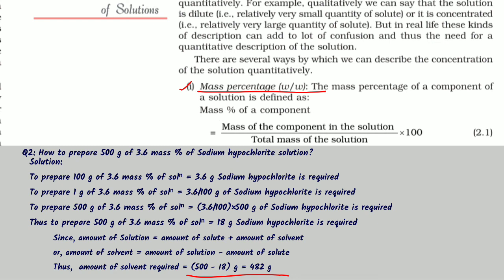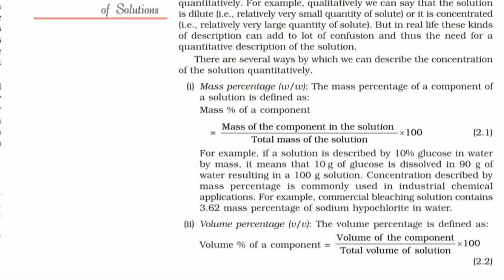That means to prepare 500 gram of 3.6 mass percentage solution of sodium hypochlorite, we have to add 18 gram of sodium hypochlorite in 482 gram of water. Understand? I think you understand these calculations. So this is very simple. In the next class we will discuss in detail the volume percentage, or volume by volume percentage.